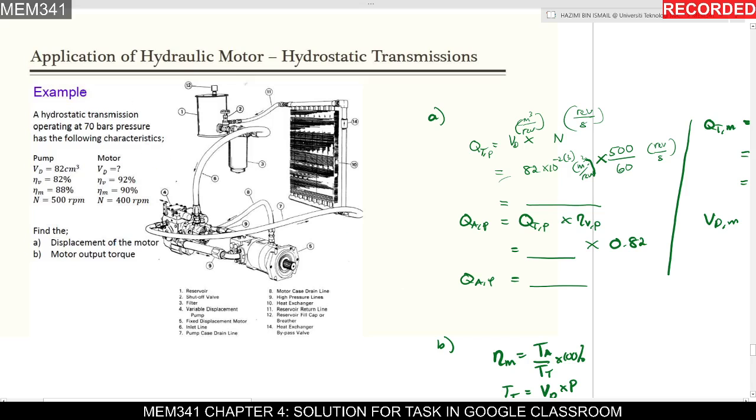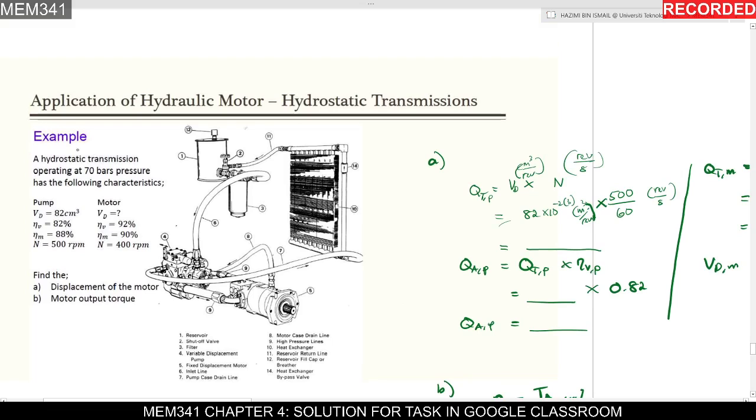Okay, so this is the question. A hydrostatic transmission operating at 70 bar pressure has the following characteristics. So there are two types of properties here. These are the properties for the pump, and these are the properties for the motor. And the question wants you to find the displacement of the motor. Displacement is in the unit of meter cube per revolution. So how many cubic meters in one revolution?